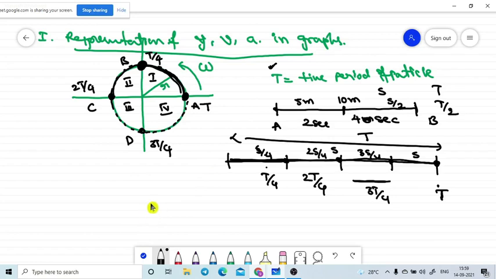Now let me check: if the particle is at point B, what is the phase of the particle? Phase means how much angle there is. What is the angle here? Pi by 2. At point B, theta is equal to pi by 2, that is 90 degrees only.